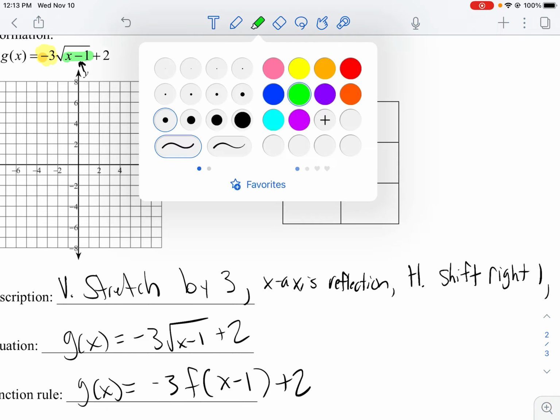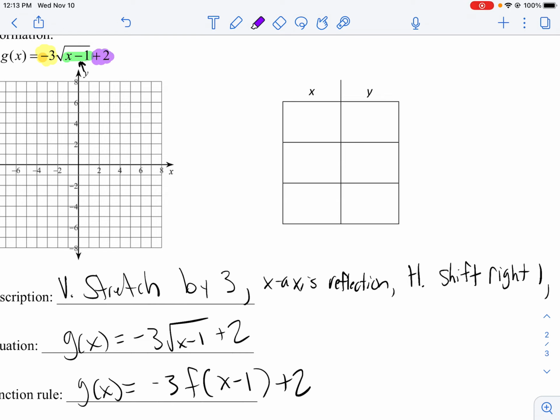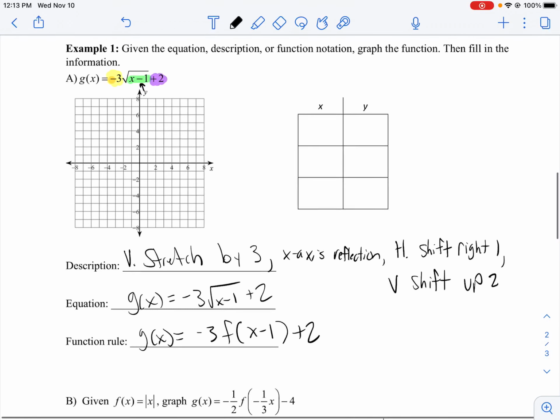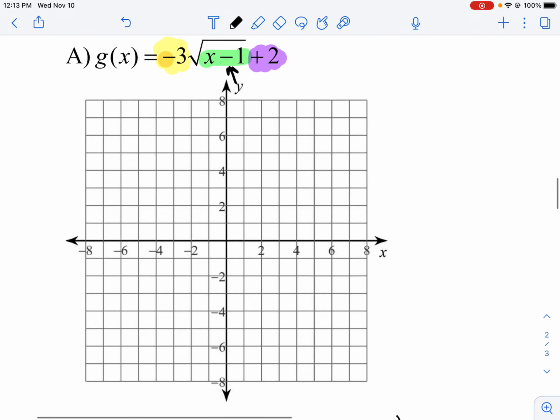And then we have one last transformation, which is a plus 2. It's on the outside, so that would be a vertical shift. And here we do exactly what we see. Positive is up, so we are going up by 2. That is all of our transformations.